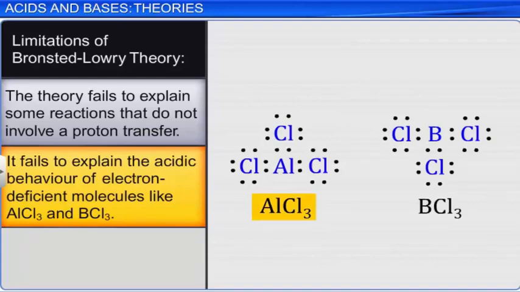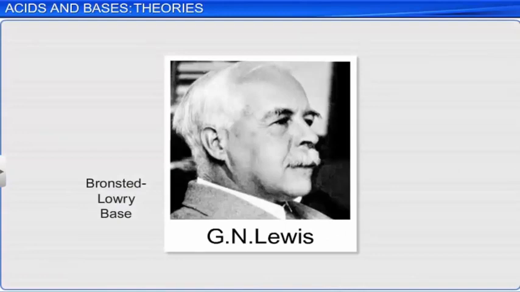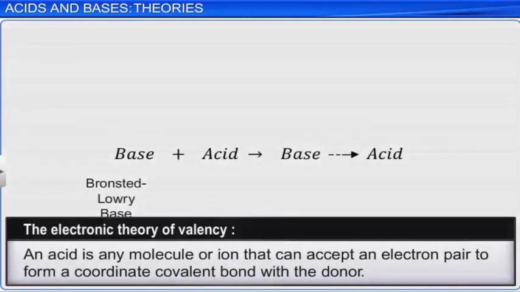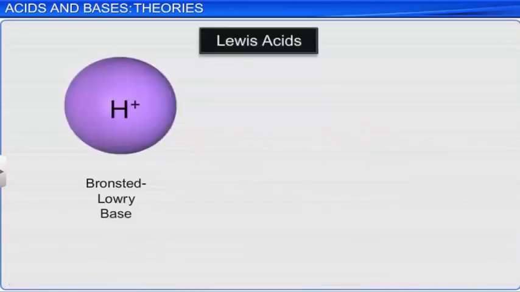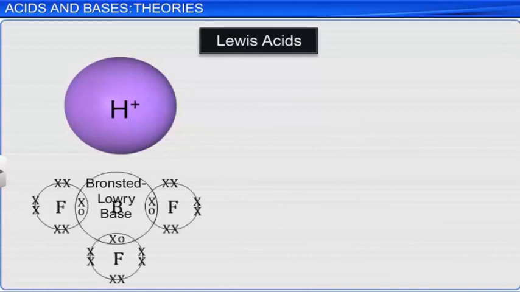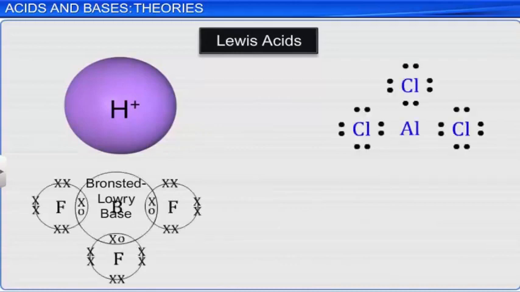In 1929, G.N. Lewis proposed a more general theory of acids and bases, which is founded upon the electronic theory of valency. According to this theory, an acid is any molecule or ion that can accept an electron pair to form a coordinate covalent bond with the donor. For example, H+, BF3, AlCl3 and SnCl4 act as Lewis acids.